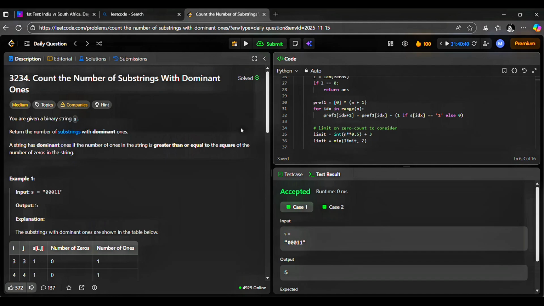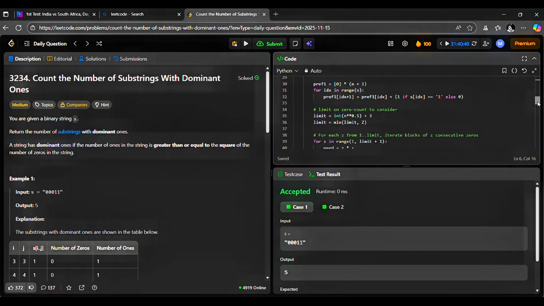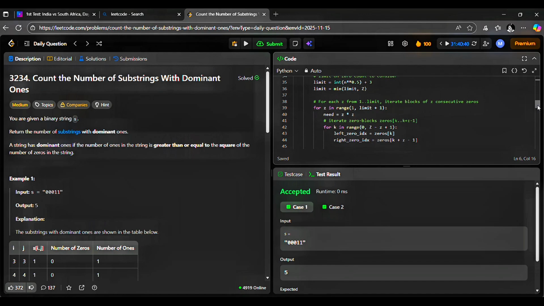We have faced some problems like time limit exceeded when we submit the answer. So that's why we have just taken that limit. After that we start processing each possible zero count z. So for z in the range 1 to limit plus 1, need is equal to z squared. Here for a substring with exactly z zeros, we need at least z squared ones.